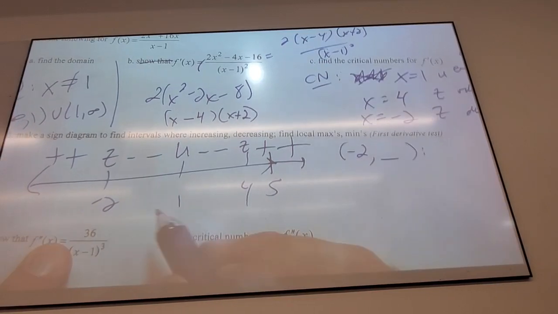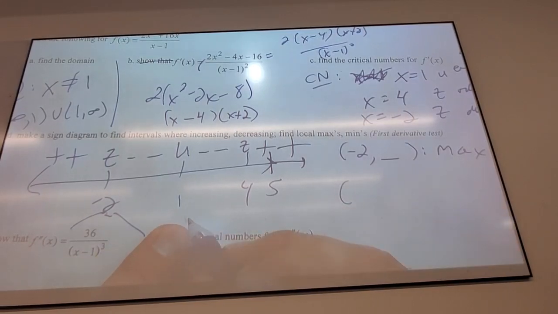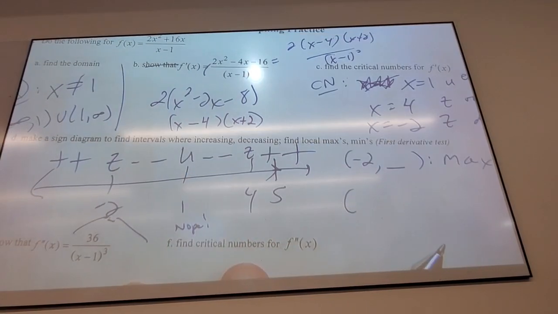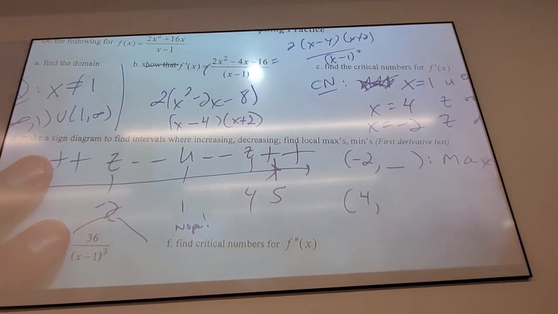Local maximum. Yes, because it goes up and then comes down. What's true about 1? Anything? No, it's undefined, poor little dude. But he's not like a max. What about 4? That's a local minimum, because it goes down and it goes up.